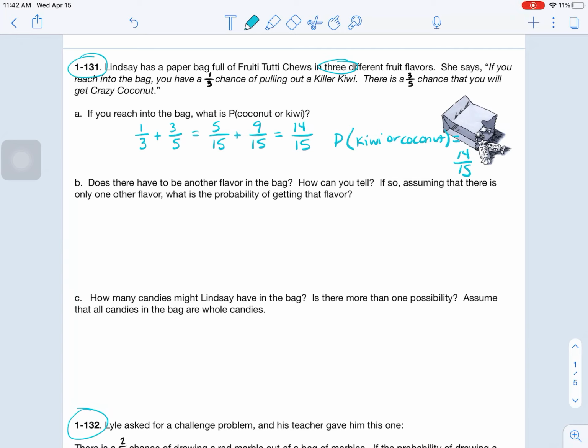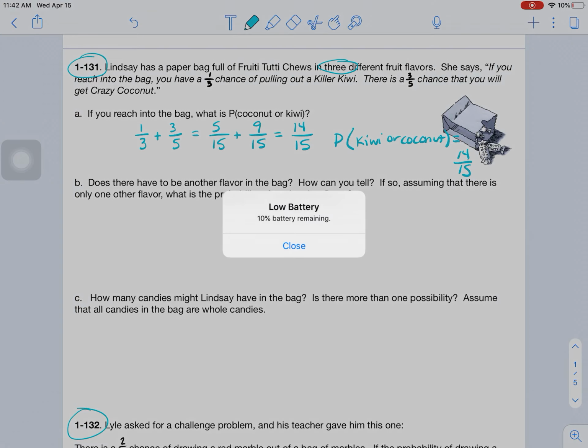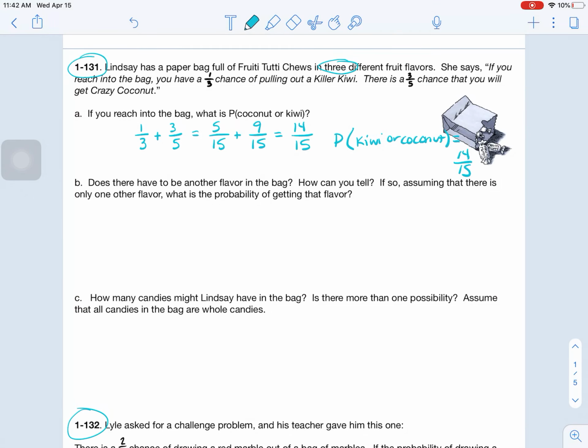So a couple things we can tell. First, it tells us right in the beginning there's 3 different fruit flavors. But we also can tell by my answer of 14/15, that's not all of the bag. Since it's kiwi or coconut, 14 out of 15 times I'm going to pull one or the other, but 1 out of 15 times I'm going to pull a different flavor. So the probabilities have to add up to 1 whole.